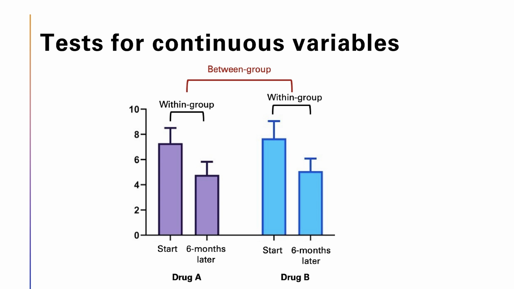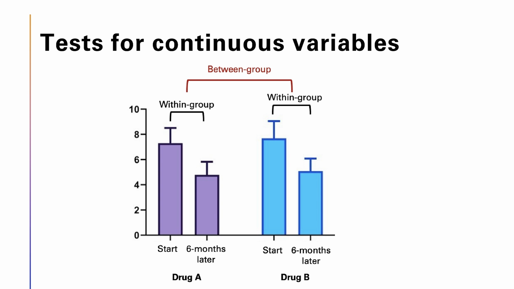On the other hand, if we are comparing which drug caused the larger decline in the score between drug A and drug B, we will use tests for between group comparison, as we are comparing two separate samples. This is shown by the red bracket in the figure. For within group comparison, we have the paired t-test and the Wilcoxon signed rank test. For between group comparison, we have the two sample t-test and Wilcoxon rank sum test.